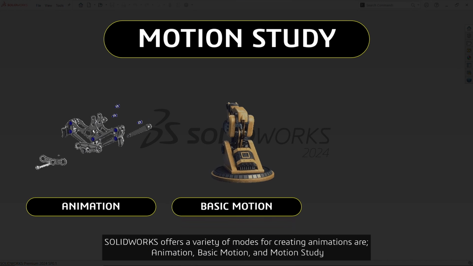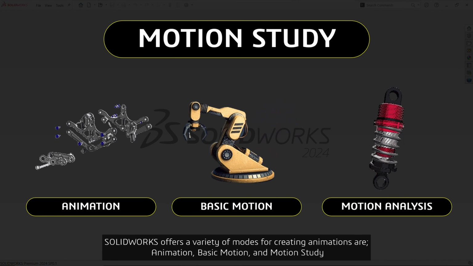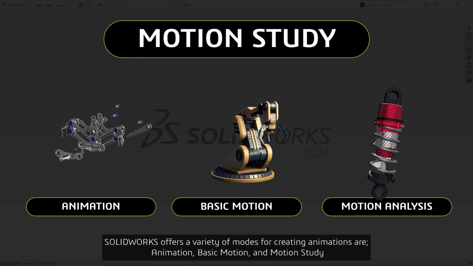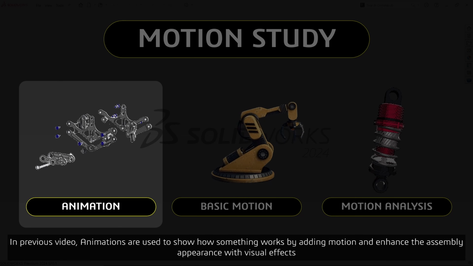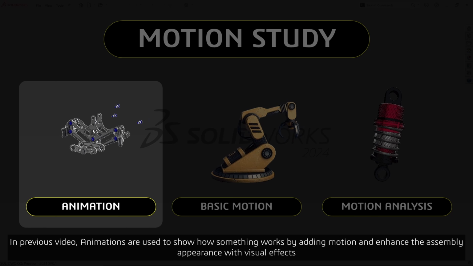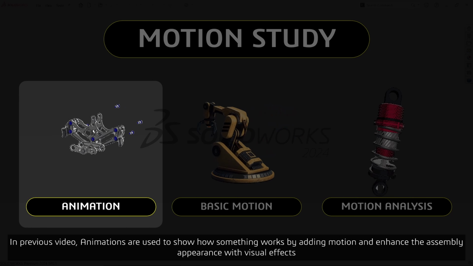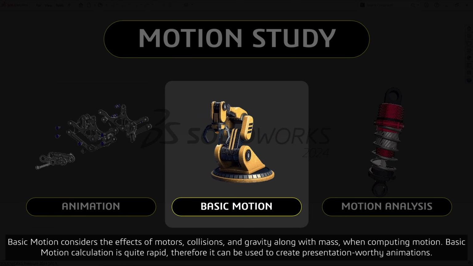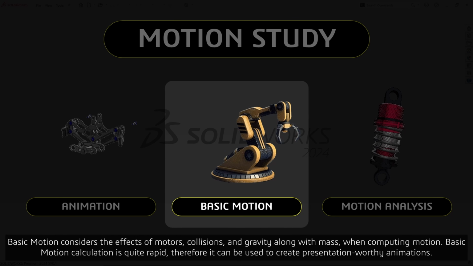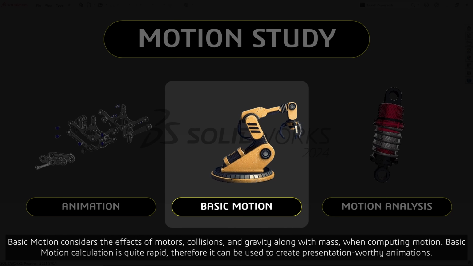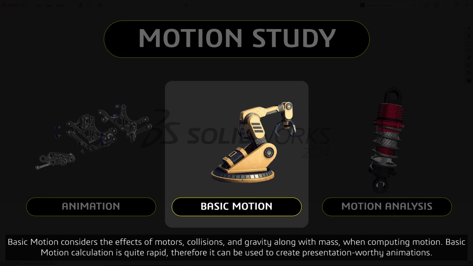Solidworks offers a variety of modes for creating animations: animation, basic motion, and motion study. In the previous video, animations were used to show how something works by adding motion and enhancing the assembly appearance with visual effects. Basic motion considers the effects of motors, collisions, and gravity along with mass when computing motion.